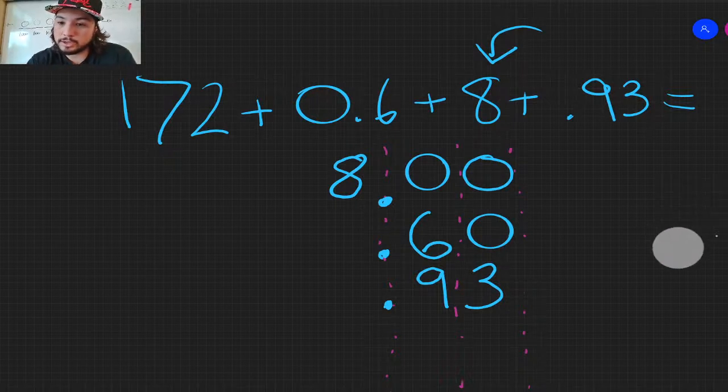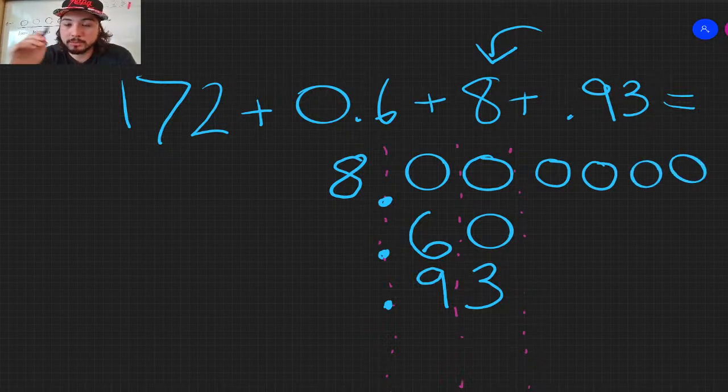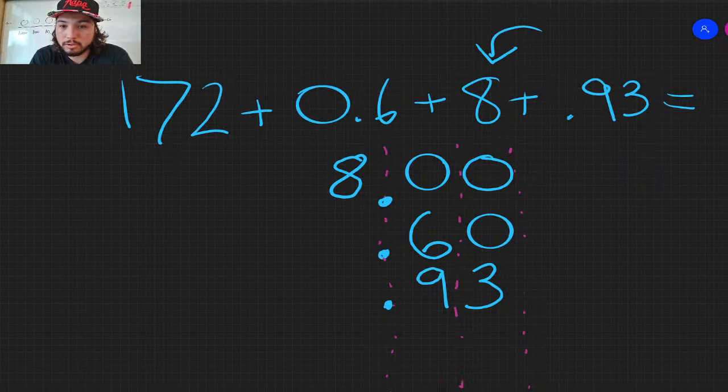Okay, but because our decimal point is staying exactly where it is, which means this 8 is fixed in the ones place, we can add as many zeros as we want on the decimal side, and it doesn't change the value of our number.